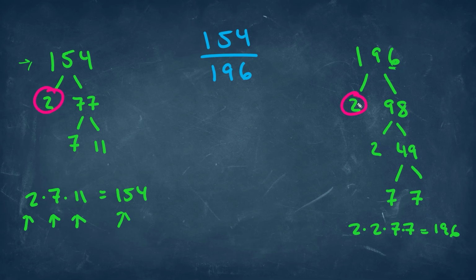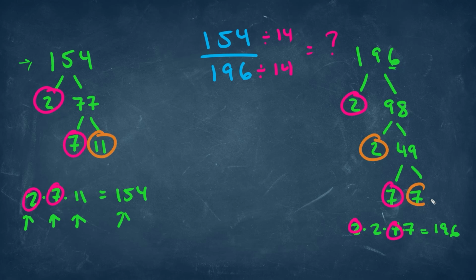We have 2 and 2, and we have a 7 and a 7, meaning that 2 times 7 would give us a value of 14, which means that if we divided top and bottom by 14, we can figure out what our answer is. But there's actually a shortcut to this: if we take what the leftover parts are, that would be our answer.